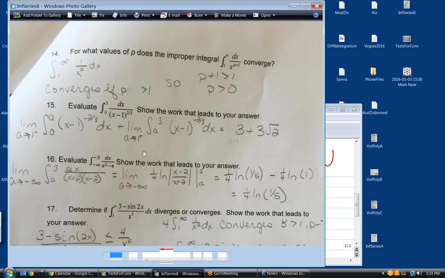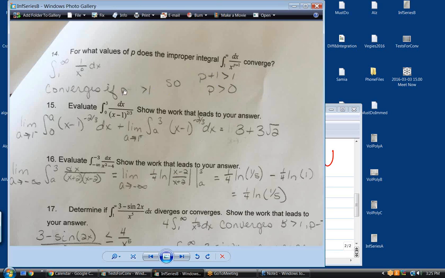So, looking at 14, we know we're going to have a convergent series as long as that exponent is greater than 1. So the solution is to set that exponent, p plus 1, being greater than 1, which makes p greater than 0 be the solution.